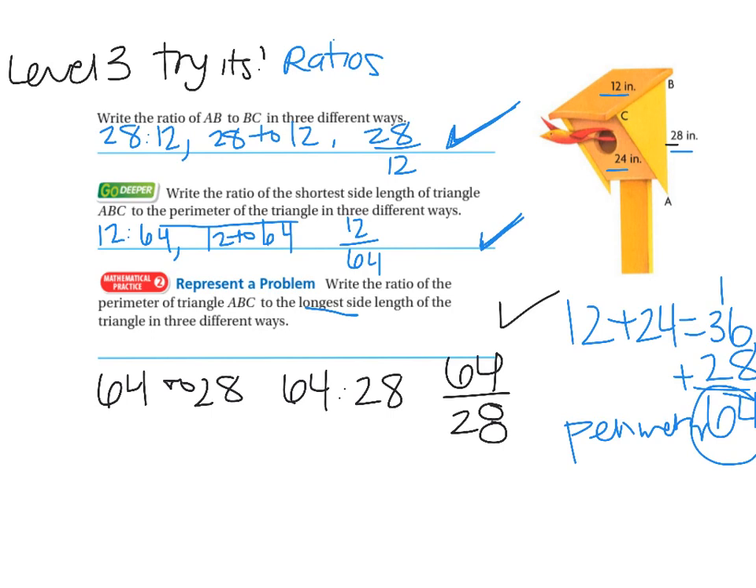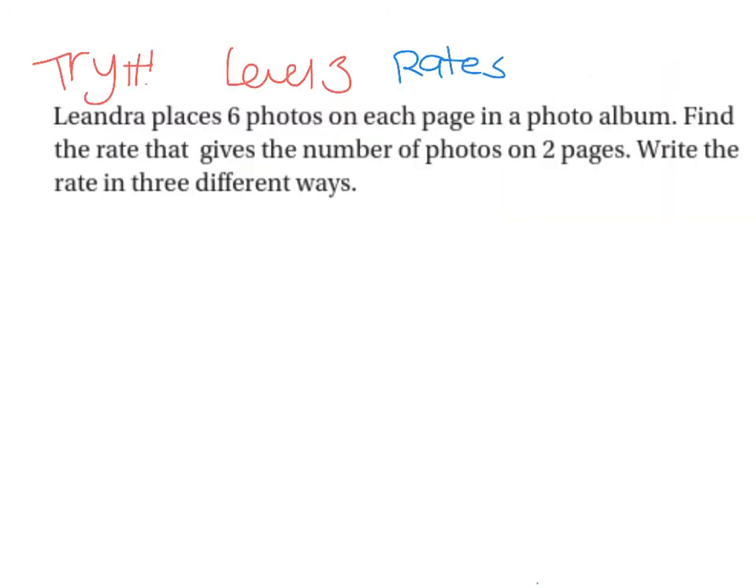Alright, let's go ahead and go to the next final try it. Okay, we're going to try it for rates. This is a level 3 problem as well. I'm not into level 4 problems because we're not far enough in the chapter yet. Leandra placed 6 photos on each page in a photo album. Find the rate that gives the number of photos on 2 pages. Write this rate in 3 different ways.